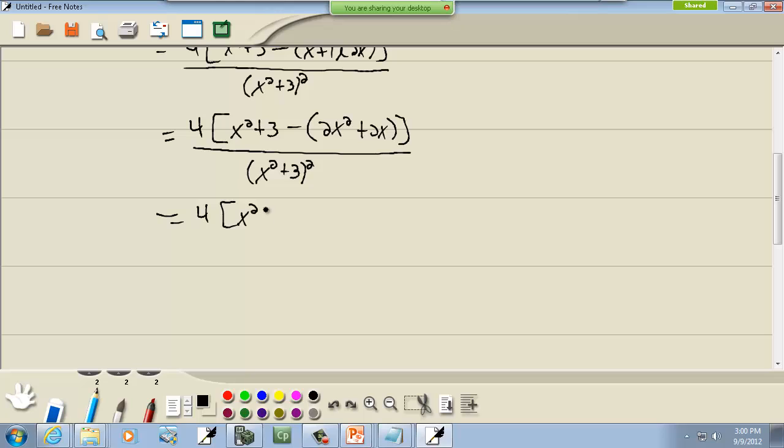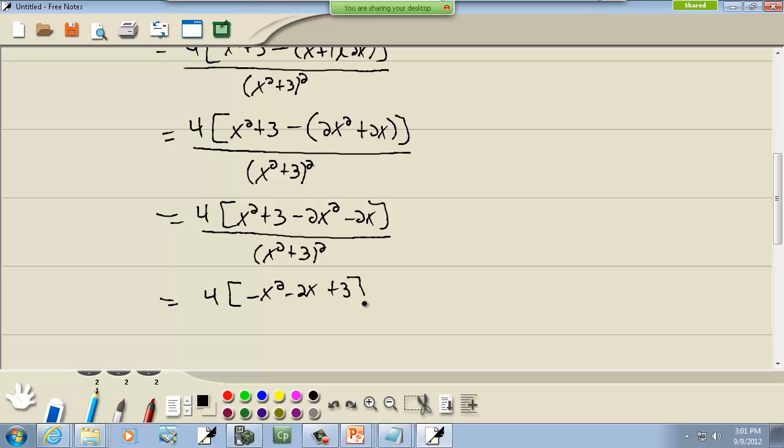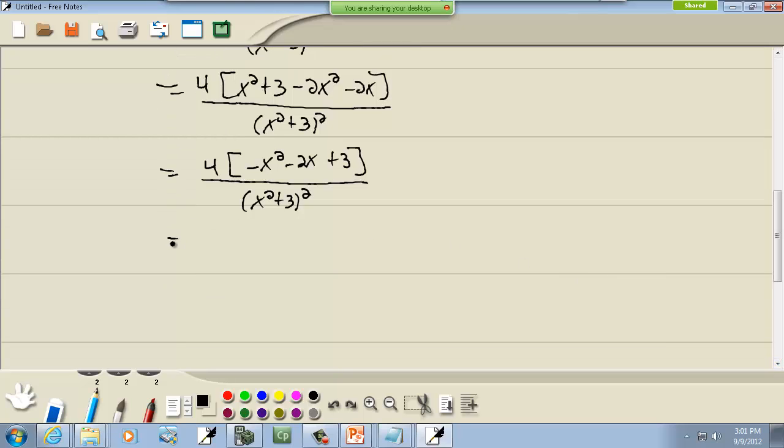So that gives us x squared plus 3. Now the negative flips the sign of both of those, so it becomes negative 2x squared minus 2x over this. Which x squared minus 2x squared gives us negative x squared minus 2x plus 3. Now I can factor a negative 1 out, as my first term is negative. So this becomes a negative 4 times x squared plus 2x minus 3. And that's our derivative.